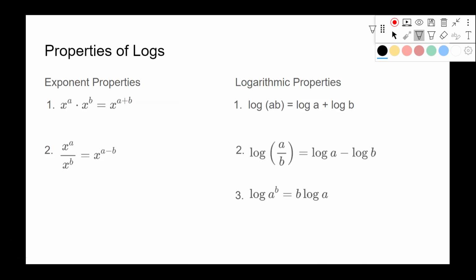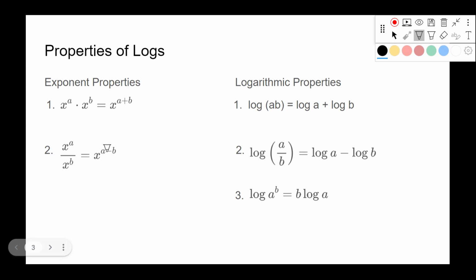Now, let's talk about some more properties of logs. So we have properties for exponents, and we know exponents and logs are inverses of each other. We have these two properties of exponents we learned a long time ago. If I have x to the a times x to the b, the bases are the same. I can combine them and add their exponents. And if I have x to the a divided by x to the b, I can combine them and subtract their exponents with the same base.